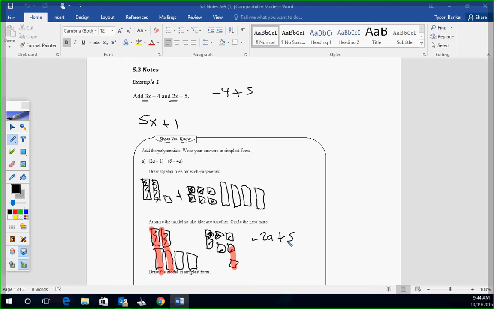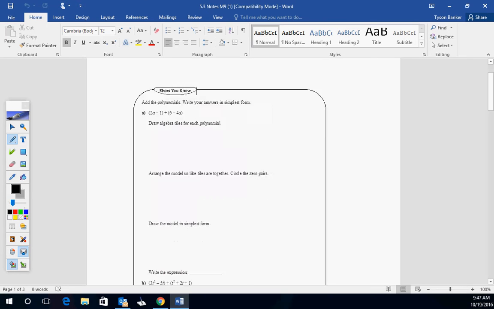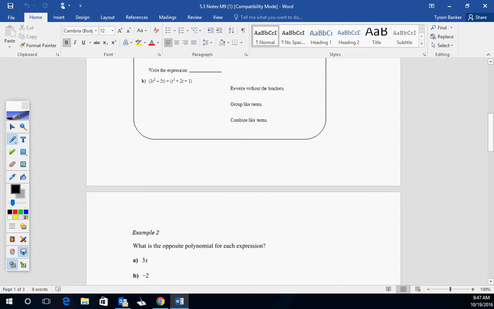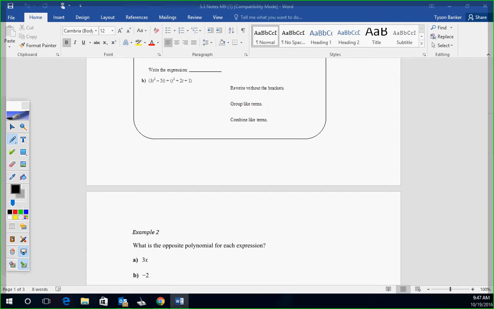That just pretty much means you would draw the negative 2a and then the 5 units. The units would be shaded. The bars would be white because they're negative. Again, that's just an algebra tile way of representing it. Algebra tiles are on the PAT. You just need to be able to read them, is the biggest thing. They tell you what they're equal to. Negative 2a plus 5.